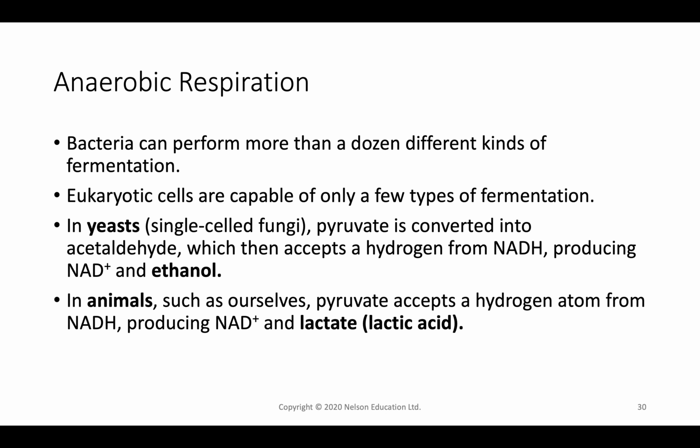We do that by the conversion of pyruvate into acetaldehyde, and then when acetaldehyde accepts hydrogen from NADH, it's going to produce NAD+ again, which we're going to want to utilize in that recurring cycle. Since we don't have oxygen, we're going to need to use this over and over, and that's going to produce ethanol. However, in animals, that's us guys, pyruvate is going to accept the hydrogen from NADH, producing NAD+ and lactate. So instead of making ethanol, we're making lactic acid.